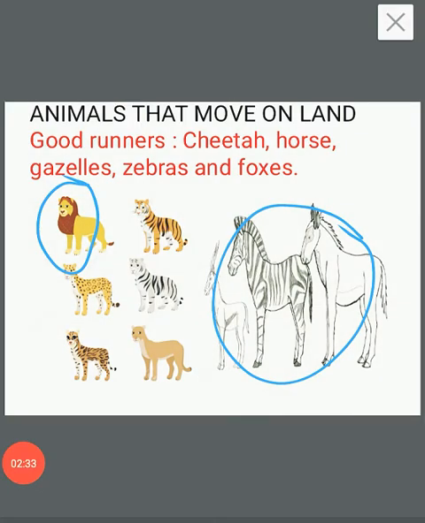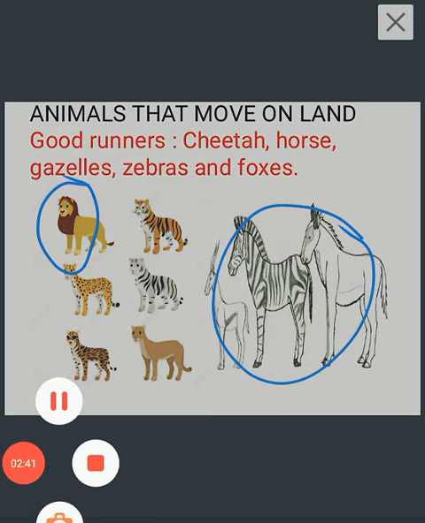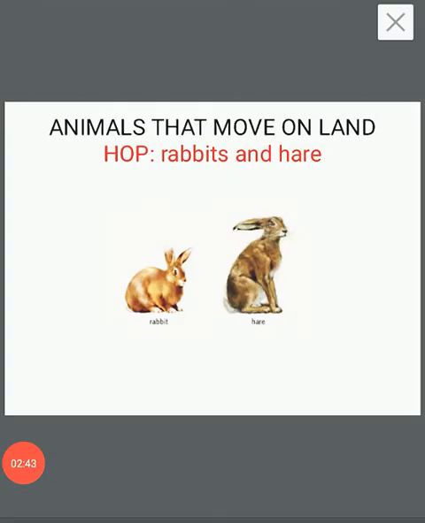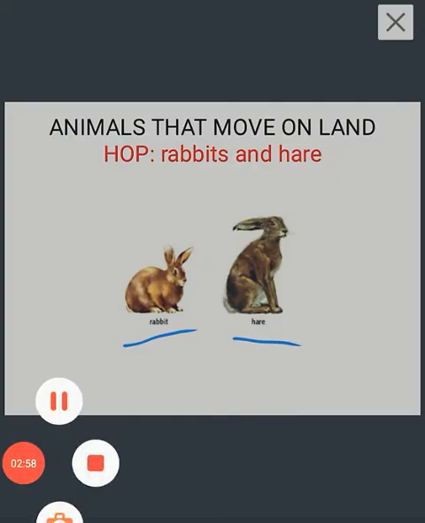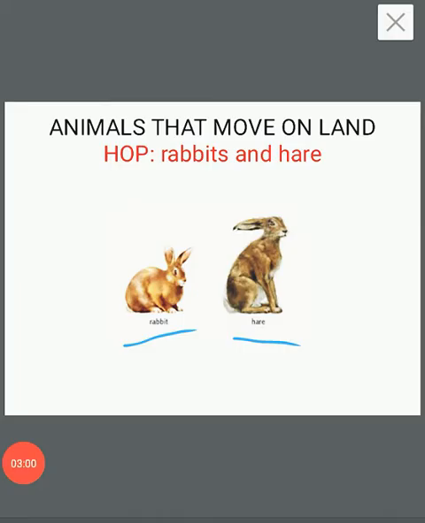They have very strong and muscular legs, and with the help of their strong legs they are able to run very fast. The second category we have over here are the hoppers. You can see a rabbit over here as well as a hare. They hop instead of walking. Their hind limbs are strong and longer than their forelimbs, and that is why they are able to hop around.